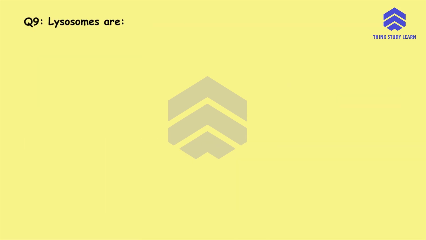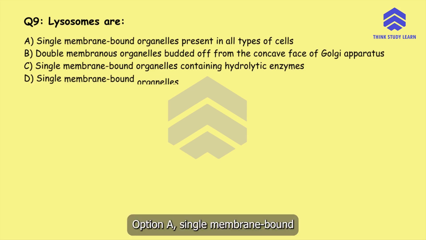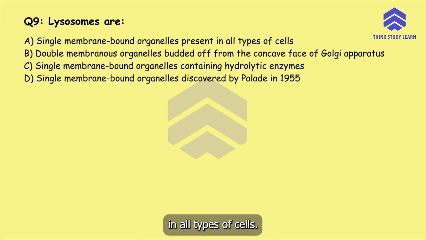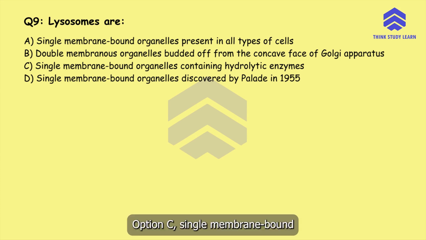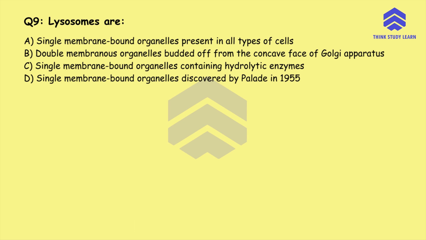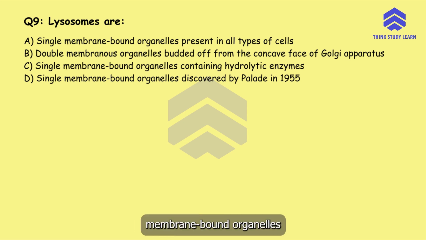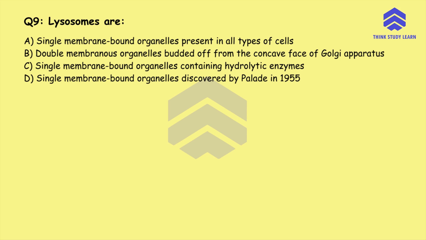Question number 9. Lysosomes are option A, single membrane-bound organelles present in all types of cells. Option B, double membranous organelles budded off from the concave face of Golgi apparatus. Option C, single membrane-bound organelles containing hydrolytic enzymes. Or option D, single membrane-bound organelles discovered by Palade in 1955.